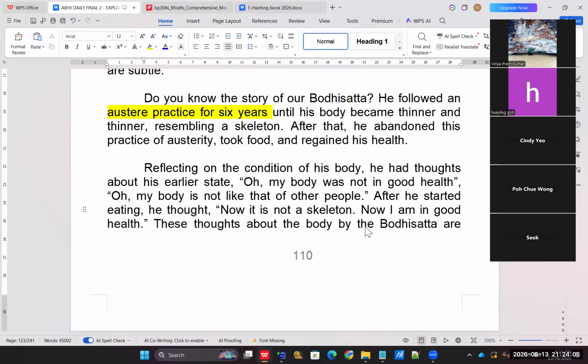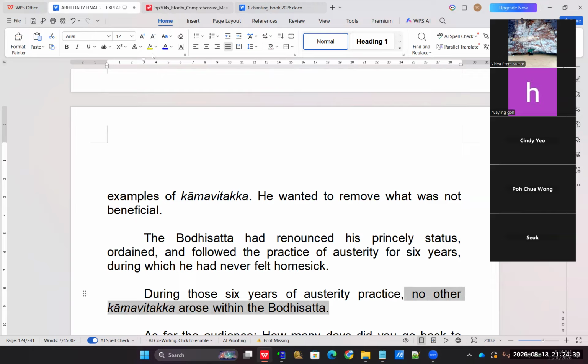The Bodhisattva had renounced his princely status, ordained and followed the practice of austerity for 6 years, during which he had never felt homesick. During those 6 years of austerity practice, no other Kama Vitakka arose with the Bodhisattva.